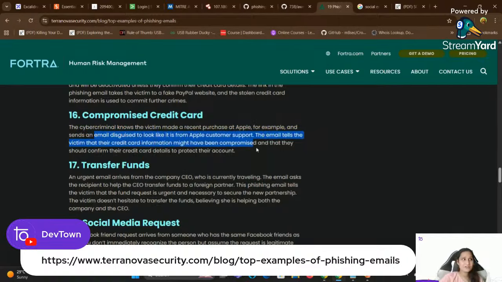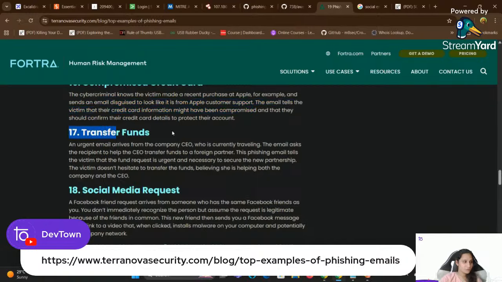As I mentioned yesterday, if a person knows a little bit of information regarding your personal interests or personal purchases, they can approach you using that information and lead you to fall into that trap. That's what is happening over here in the compromised credit card.